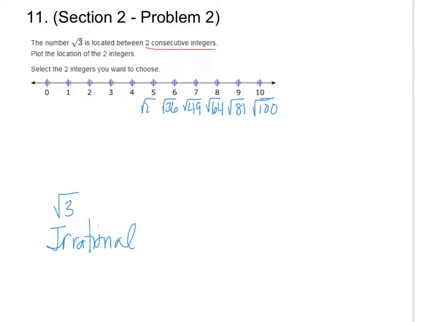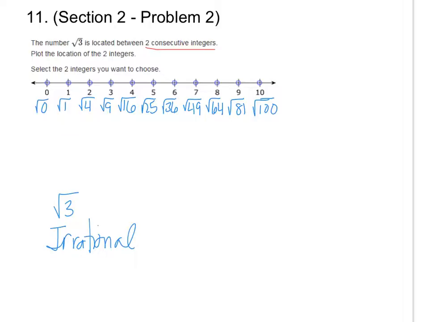5 is the same as the square root of 25. 4 is the same as the square root of 16. 3 is the same as the square root of 9. 2 is the same as the square root of 4. 1 is the same as the square root of 1. And 0 is the same thing as the square root of 0.